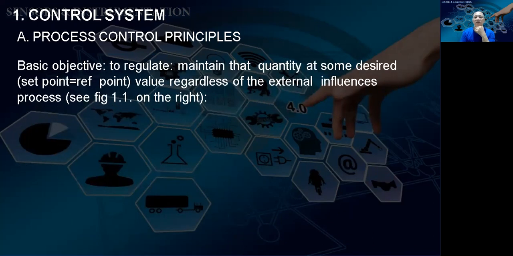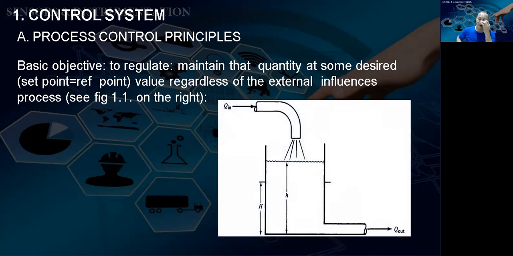And then the basic objective of process control is to regulate, which is maintaining that quantity at some desired value. This is called the set point or reference point. We will use this a lot. When I say set point, reference point, it is the point that we want the output or the control variable to be around, or exactly at. So whatever the external influences, whatever the disturbance, whatever the noise, we would like to have it really at that desired value or set point.